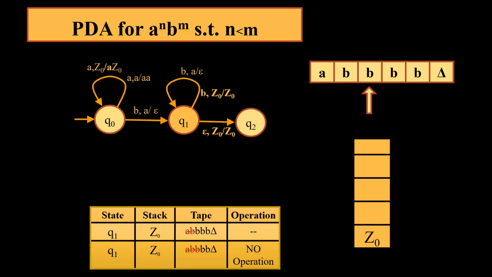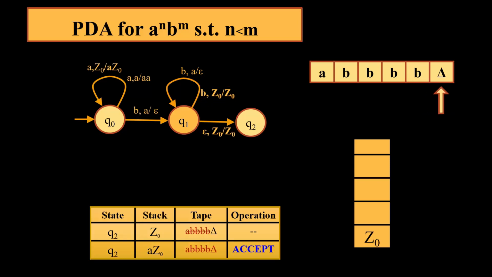Now we should have at least one more b on the tape. Here we have three more b on the tape. We want the tape to be empty, so we will keep on moving one step right, and we will not perform any push or pop operation, and every element which we come across should compulsorily be b on the tape. Once we move to the end of the tape, the stack is also empty, so we change over from state Q1 to state Q2 and we move to the accept state.